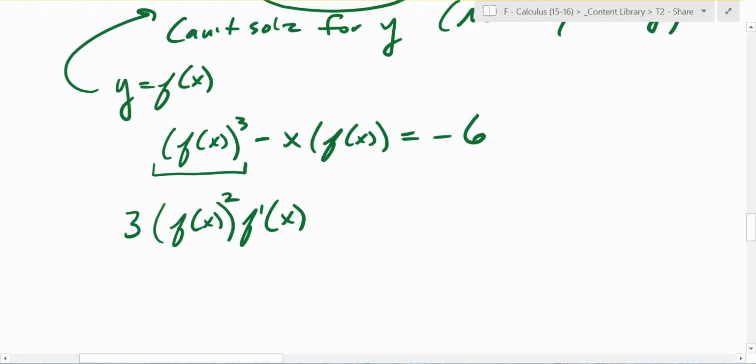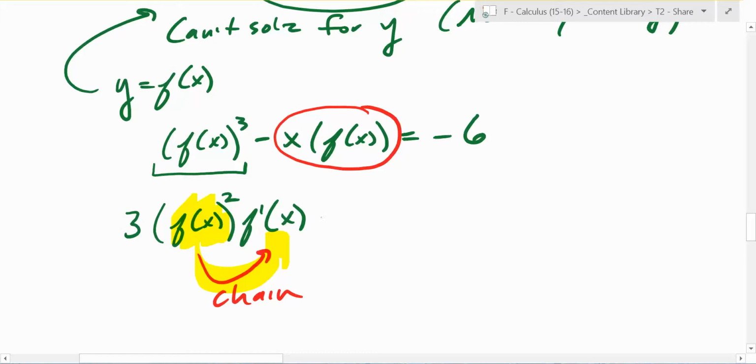So what rule did we just use right now? The chain rule. Now, what rule do we have to use to differentiate this right here? Be very careful. The product rule. It's two functions. It's x and another function.